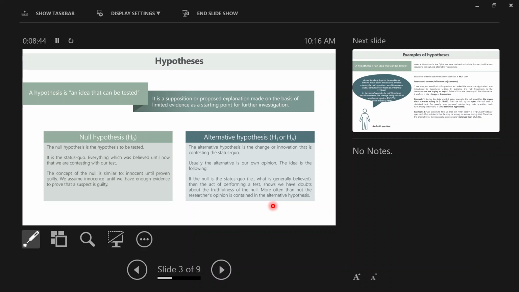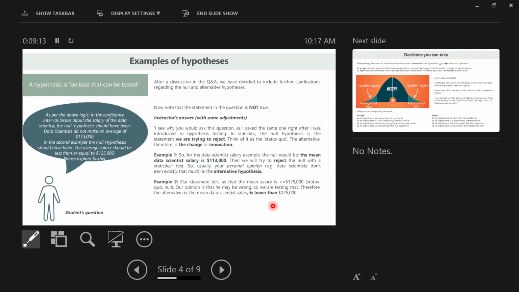So in research, normally you are trying to disprove the null hypothesis. If you disprove it, then you accept your alternative hypothesis. It means you have achieved the objective of your research. So in research, mostly what the researcher comes up with is what is called the alternative hypothesis.